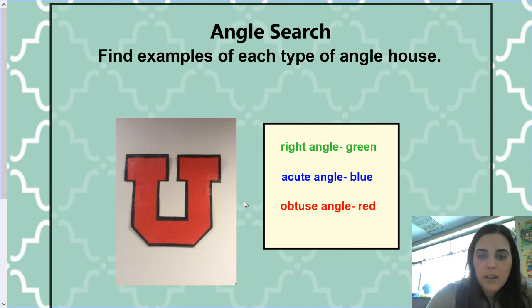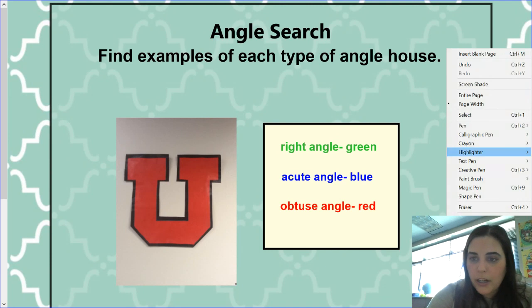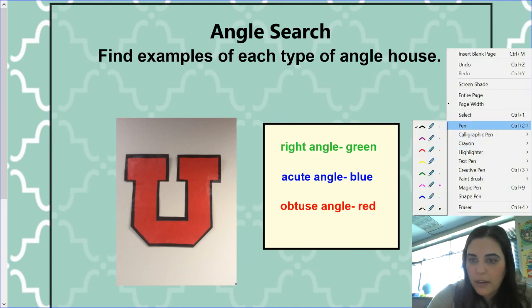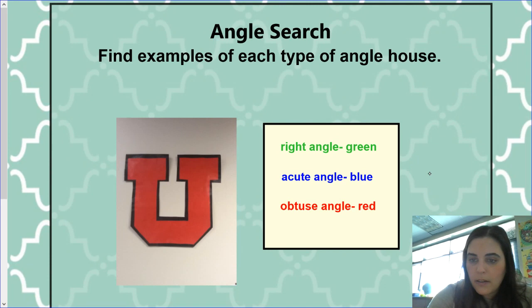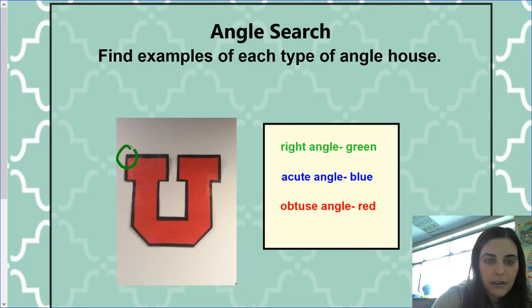Okay, so let's start with green. And we're going to go and circle some of the angles that are all right angles. So let's see, we have one right here. Like this inside angle is a right angle. Again, right here. Those are all right angles.